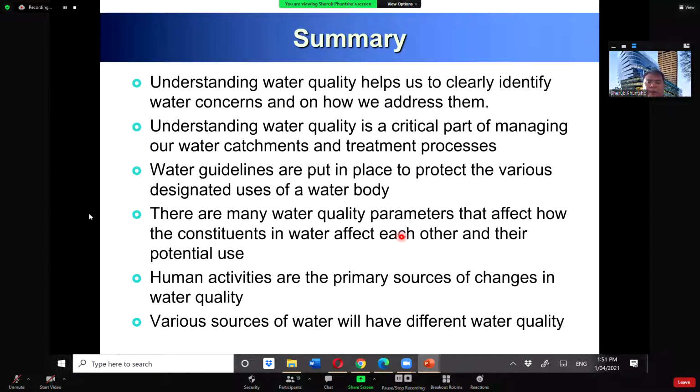So as you saw, human activities are one of the main primary sources of changes in the quality of the water, and we also talked about the various sources of water with different kinds of water quality.